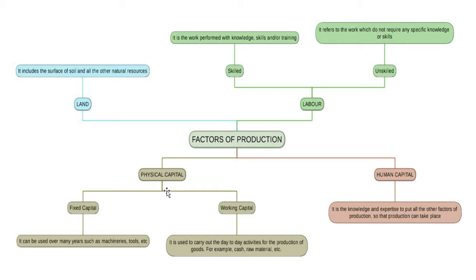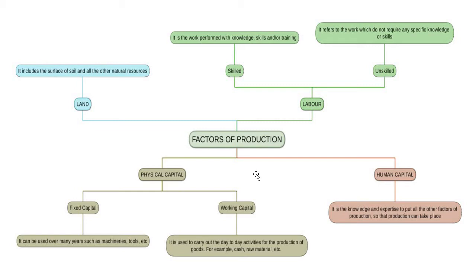Now, the other type of physical capital is working capital. Working capital are all those capital which are required on a day-to-day basis to carry out the activity of production. And those working capital are cash, raw material, etc. Now, this working capital is used up in the process of production.